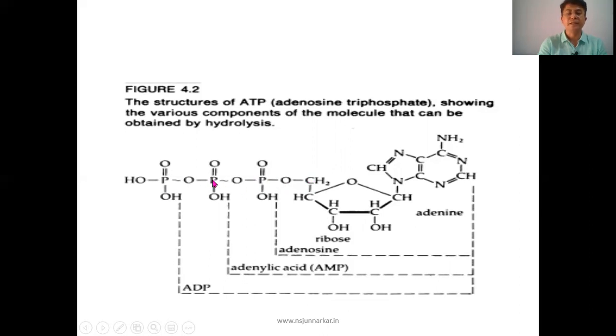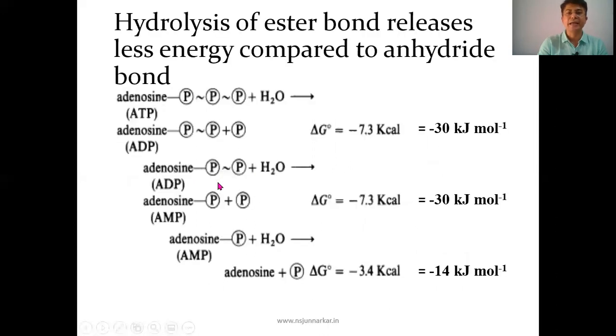So the bond between the alpha and beta phosphate and beta and gamma phosphate, these are high energy bonds. When these are cleaved, high energy is released. So here ATP, when it is hydrolyzed to ADP, the free energy change of this reaction is minus 7.3 kilocalories. In terms of joules, it is minus 30 kilojoules per mole.